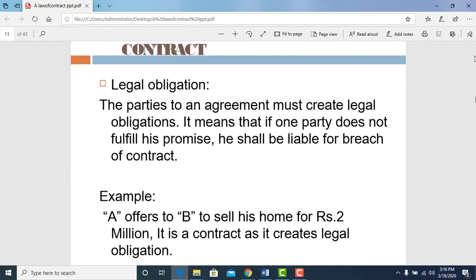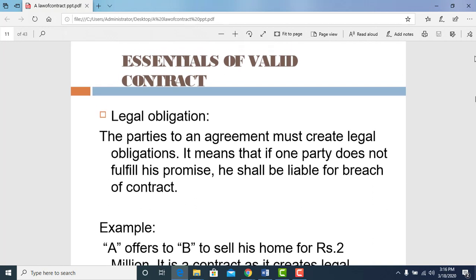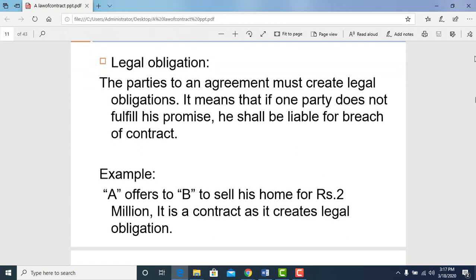Legal obligation. Alright. For legal obligations, the parties to an agreement must create legal obligation. It means that if one party does not fulfill his promise, he shall be liable for breach of contract. Let's get the meaning of it with the help of an example. A offers to B to sell his home for rupees 2 million. It is a contract as it creates legal obligation.